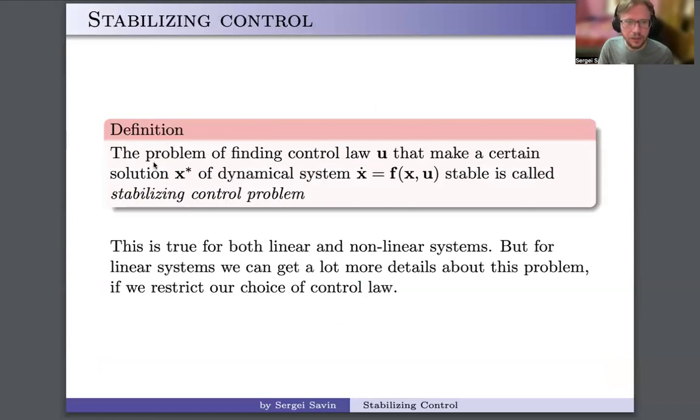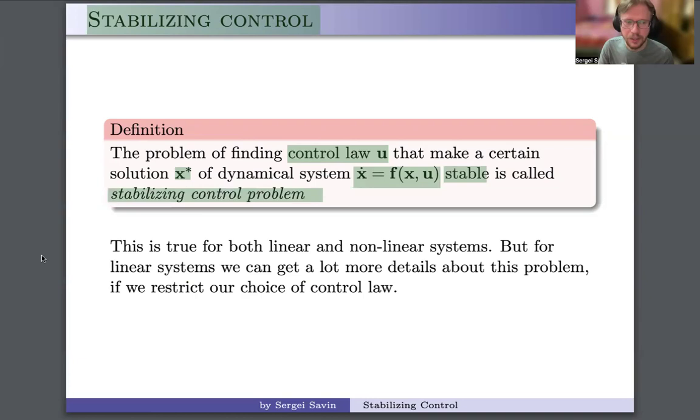Now, let us just get a terminology for what we are going to do this lecture. We're going to work on stabilizing control. And here is the definition. The problem of finding control law U that makes a solution of a system stable, that is called stabilizing control.